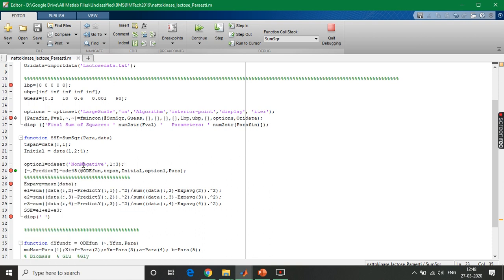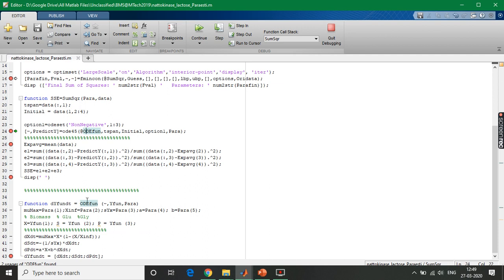Option 1, ODE set non-negative 1 to 3, you already know. And ODE45 is the solver, which will call the ODE function, the differential equation. We already know this from simulation also. So this part remains like simulation. T-span, this one. Initial values, of course I know the initial values. And para, because this para will again be utilized here. So I have to take this para from sum square and transfer it to the ODE45 solver.